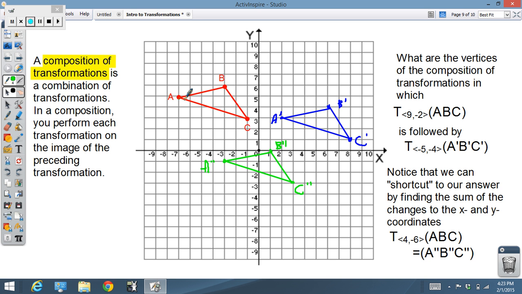Over 4, down 6. Over 4, down 6. Over 4, down 6. All right? Because I also see that from adding up the change happening in those two transformations and the sum coming out right there. Okay? All right. Hope that makes sense.